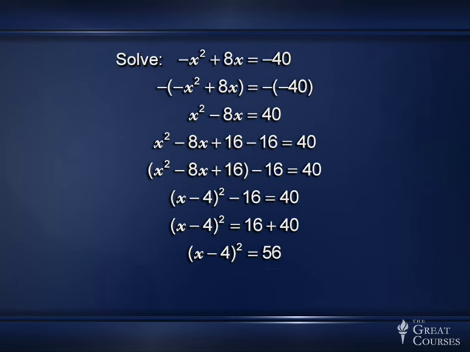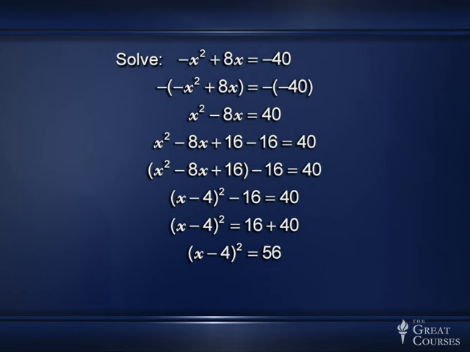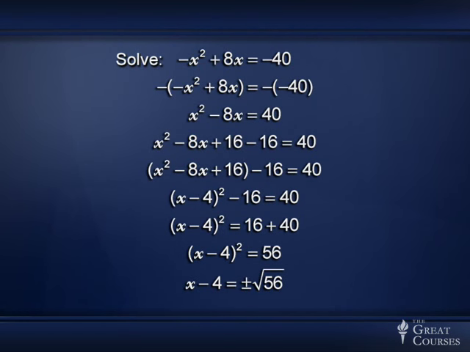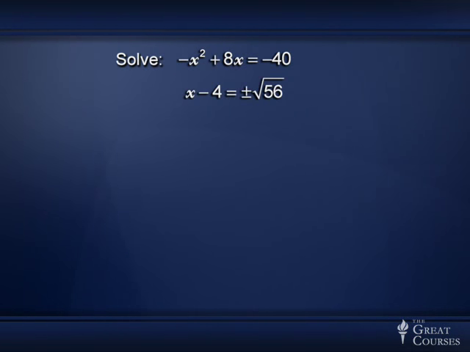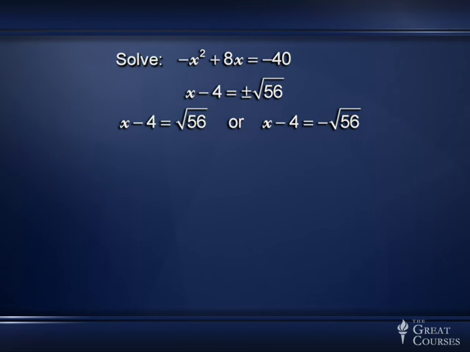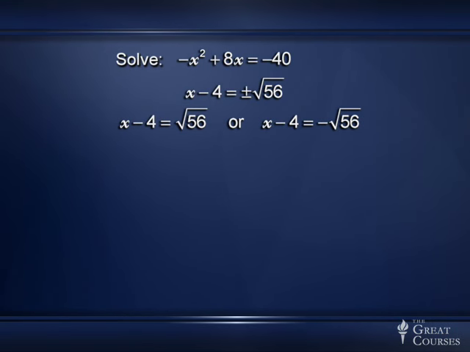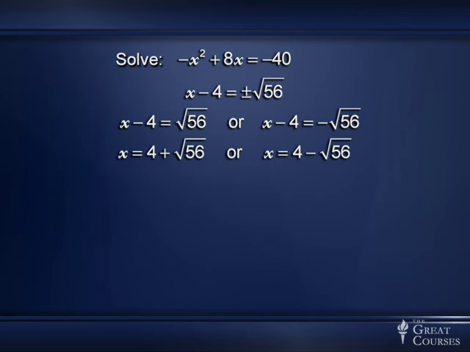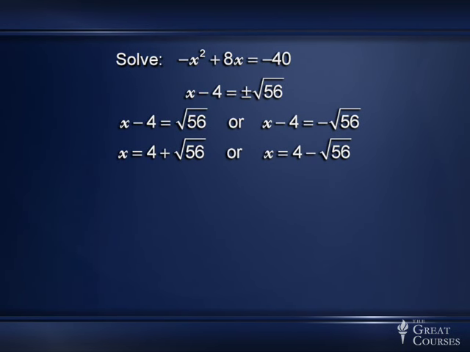And now you can take the square root of both sides, and you'll have x minus 4 equals plus or minus the square root of 56. Don't forget the plus or minus. And once you've done that, you can split this into two equations. X minus 4 equals the square root of 56, or x minus 4 equals the negative square root of 56. And adding 4 to both sides of both of those equations gives me x equals 4 plus the square root of 56, or x equals 4 minus the square root of 56.